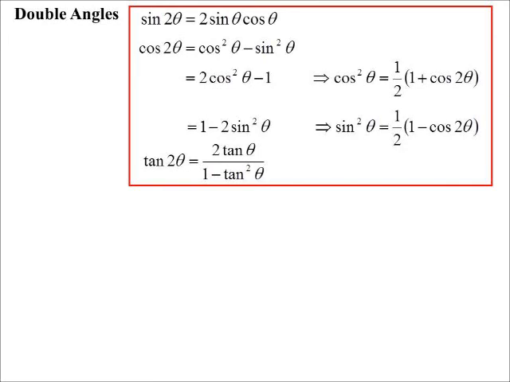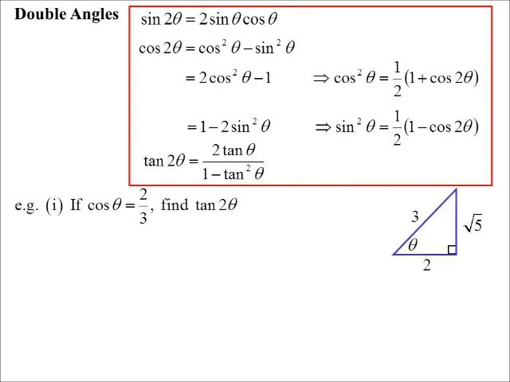All right, let's play. If cos theta is 2/3, we're going to go and find tan 2 theta. Well, in order to do tan 2 theta, I'm going to need to know the tan theta result. So I'll draw myself up a little triangle. The other side's root 5. Of course, I'm assuming here that theta is actually acute. They haven't told me, but I guess if they don't tell me, I'm going to assume that.